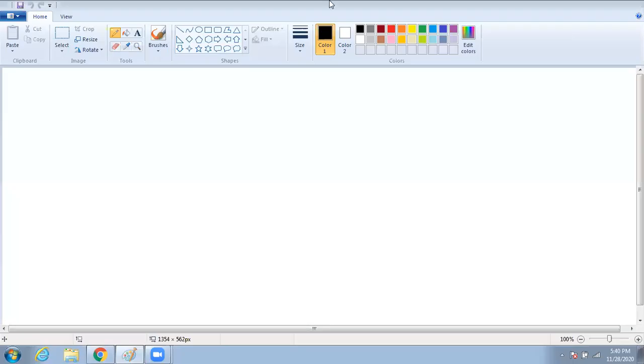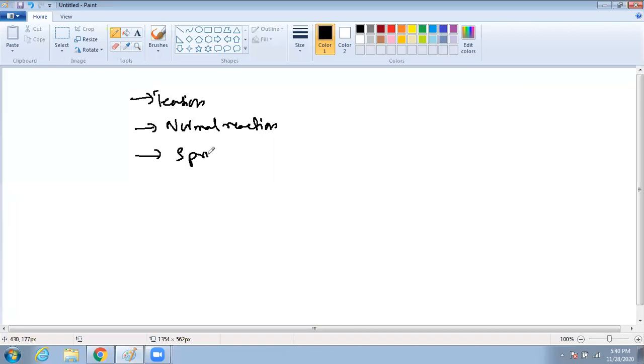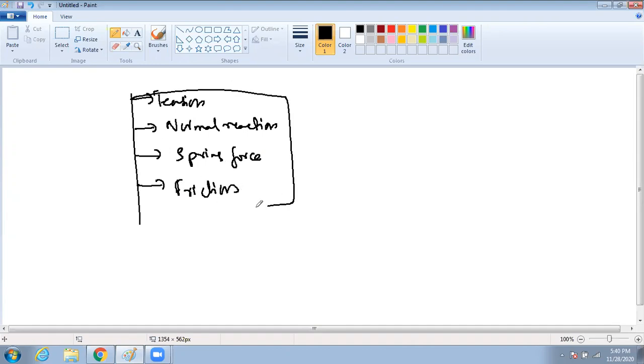We are going to study four forces. First force is tension. Next, we'll study normal reaction. Next is spring force. And the last one is friction. These four forces we will be studying in this chapter.